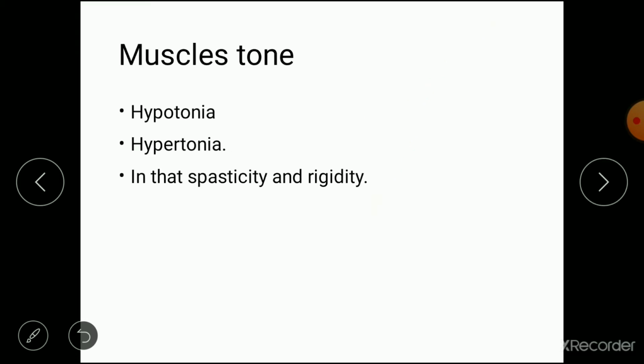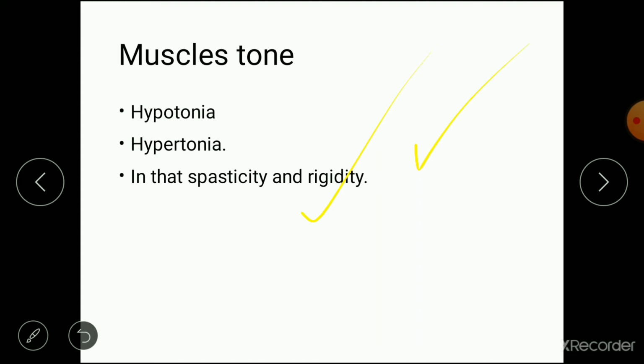Then the second one is muscle tone. Now what is tone? It is muscle tension in the resting position. Now basically we have different types of tone, hypotonia and hypertonia, which are divided according to the lesion, like UMN lesion and LMN lesion. In the UMN lesion spasticity is present, and in the LMN lesion hypotonia is present. Now hypertonia is basically divided into two, that is spasticity and rigidity. So those two are the forms of hypertonia.